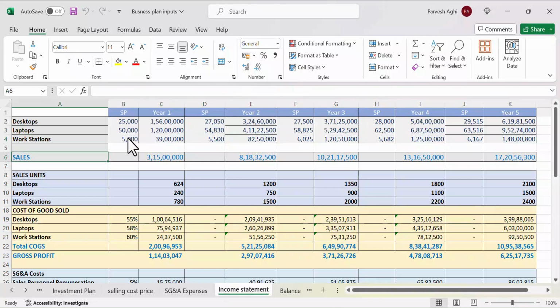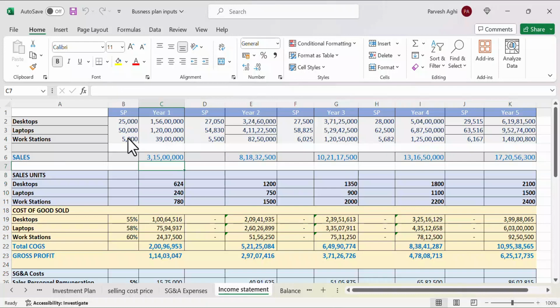Now, what I have done is I have gone to the sales unit, desktops. In the first year, I'm going to sell 624 desktops and 240 laptops and 780 workstations. Okay, fine. This I've assumed. This is just a number. I've assumed this because I know my installed capacity. I can't, in the first year itself, reach 100% capacity. And it's my first year of business, so I have to be around 20 to 30% of my capacity.